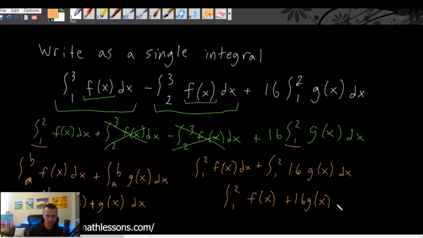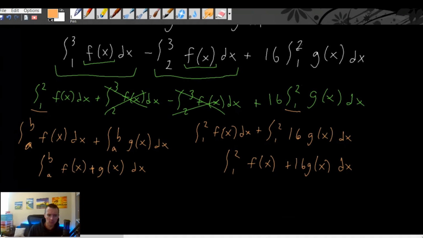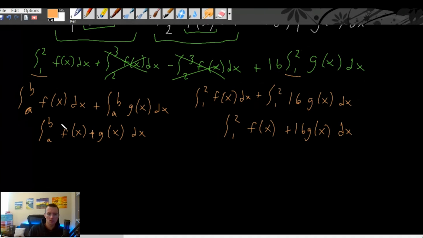So now what we've done is we've simplified these three separate integrals that were being added and subtracted together down into one single integral. Now we would just have to find the integral from 1 to 2 of f of x plus 16 g of x dx. And I'm sorry, I just realized I had some of this covered up over here on the left. So now you can see this property a little bit better that we just applied here.